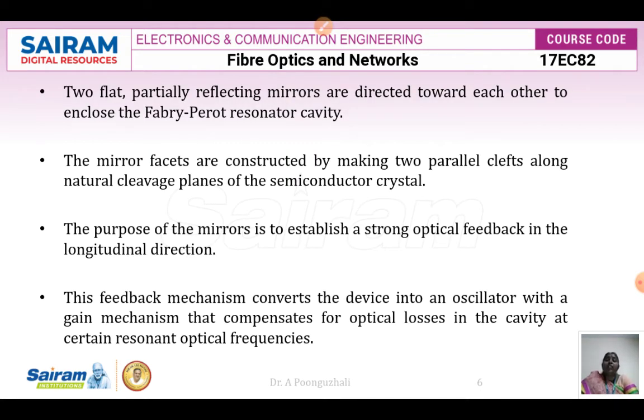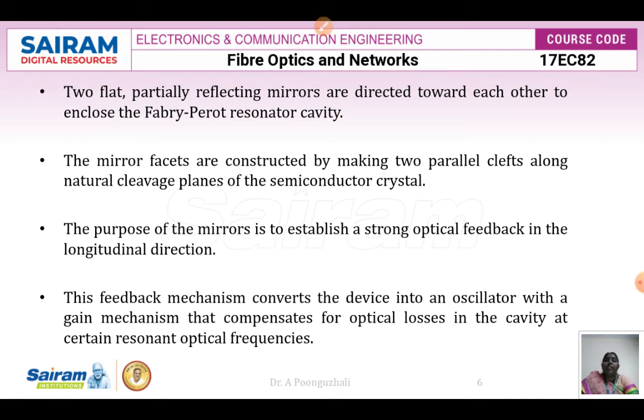So we say that we are going to have two flat partially reflecting mirrors which are directed towards each other to enclose the Fabry-Perot resonator cavity. Here in this case they are going to be constructed by two parallel cleaves with a natural cleavage on the planes of the semiconductor material or the crystal. So the purpose of the mirror is to produce a strong optical feedback in the longitudinal direction.